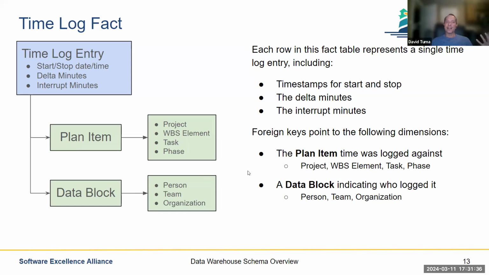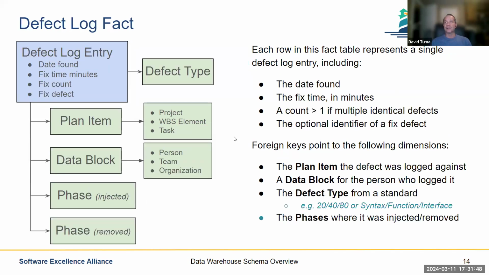No. At this point, now that you understand how fact tables and dimensions work, it's almost intuitively obvious what each one of these fact tables is going to look like. So when I show you the defect log fact table, once again, each row in this fact table represents a single defect log entry. And a single defect log entry has some attributes to it, like the date that it was found, the number of minutes of fix time, whether or not this is a fixed defect, and the ID of the fixed defect if there was one.